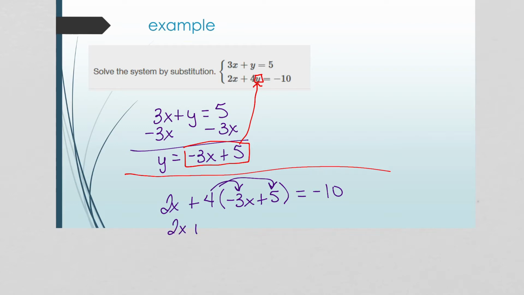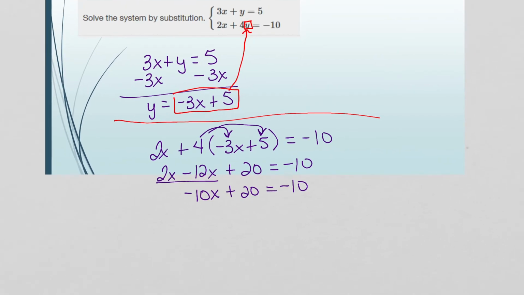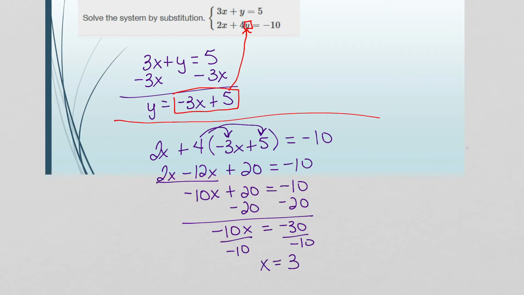Oops, that's going to be a minus, isn't it? Combine my like terms. And divide by -10. So x is equal to +3.